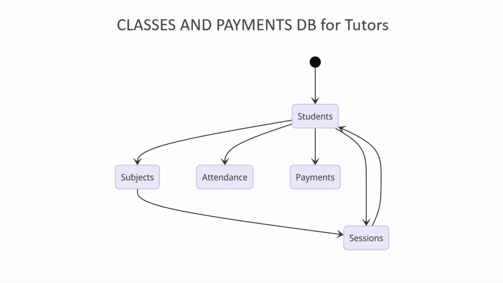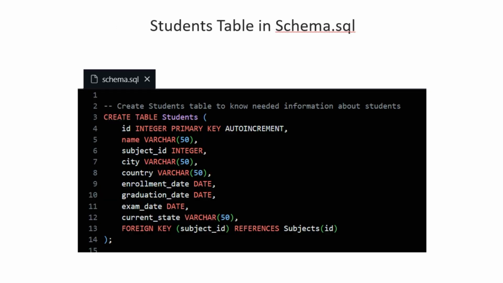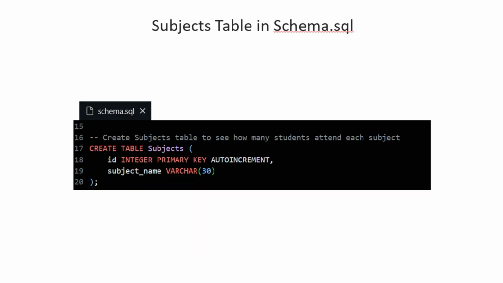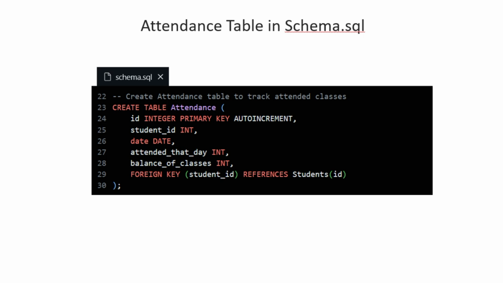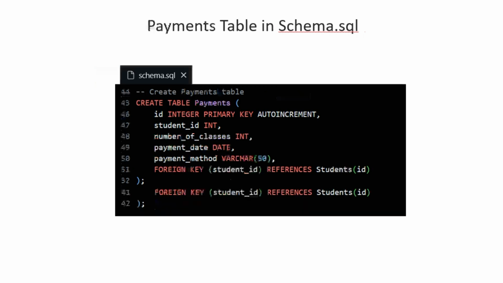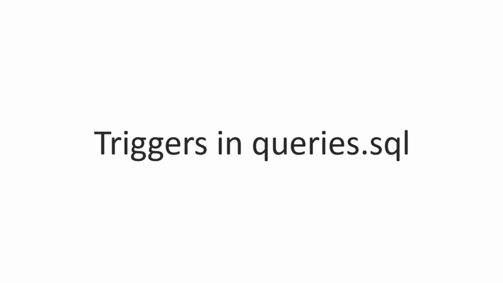Here's the schema of the tables of my database. So I have students, subjects, attendance, payments, and sessions. In the schema, students table, I have the following columns: name, subject ID, city, country, enrollment date, graduation date, exam date, current state. In a subject table, sessions table. For attendance, this is the table where I'm going to keep track of the packages. Finally, payments table will also be created, with triggers in SQL queries.